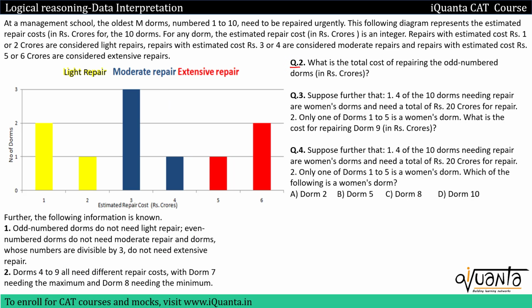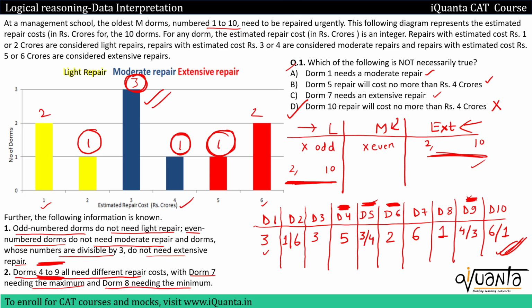The second question is, what is the total cost of repairing the odd numbered DOMs in crores? So odd numbered DOMs, that means 1, so 3. Then DOM 3, 3. DOM 5, it will have repairing cost of 3 or 4. So in one case I'll take 3, in one case I'll take 4. Then DOM 7 will have repairing cost of 6. DOM 9, it will have repairing cost of 4 or 3. So if I include 4 here, I'll have to put 3 over here.